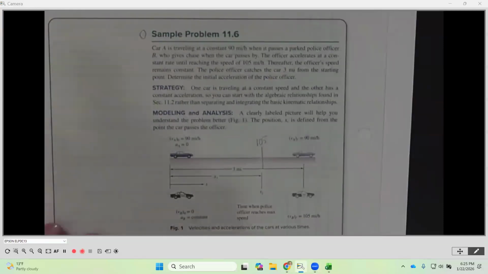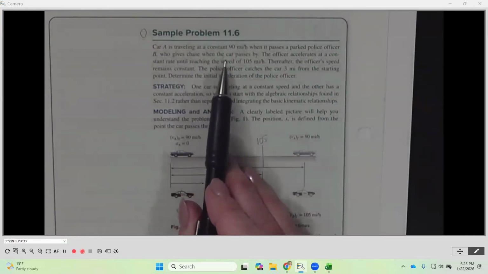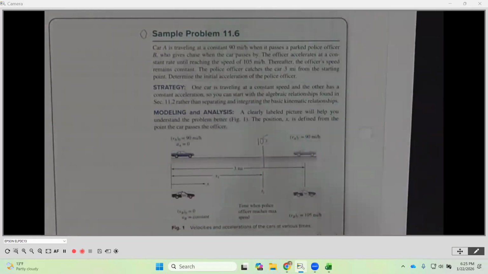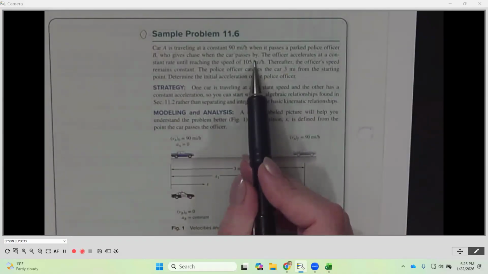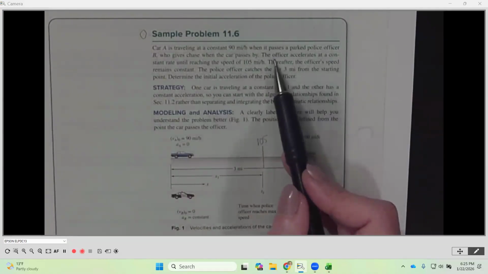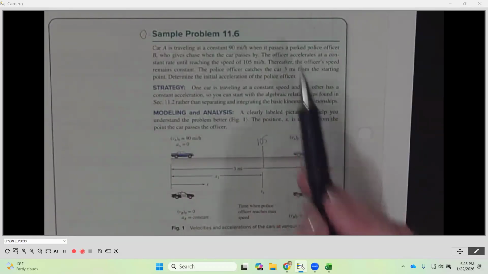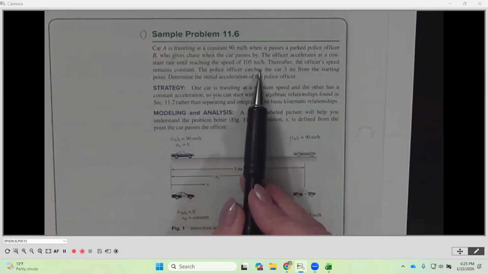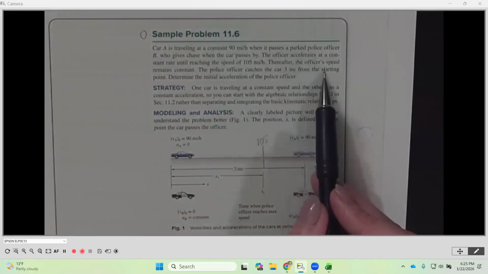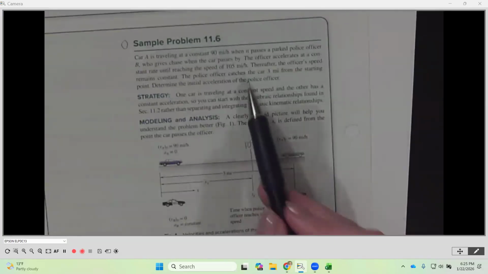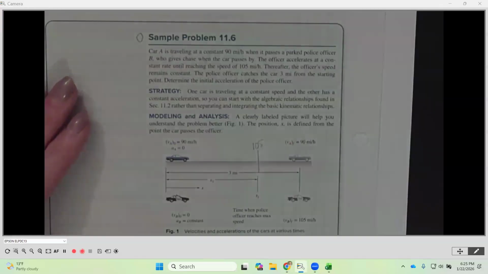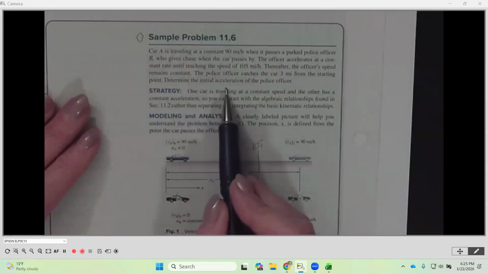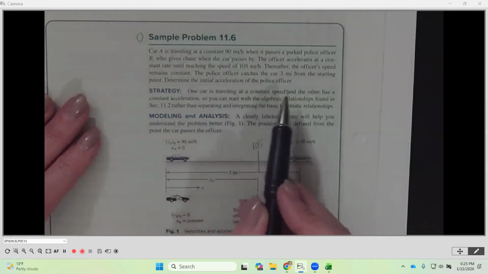The officer gives chase when the car passes by. They're probably going to have a little discussion about that, since 90 is pretty fast. The officer accelerates at a constant rate until reaching a speed of 105 miles per hour, which is pretty fast too. Thereafter, the officer's speed remains constant. The police officer catches the car at the 3 mile mark from the starting point. They want us to determine the initial acceleration of the police officer.